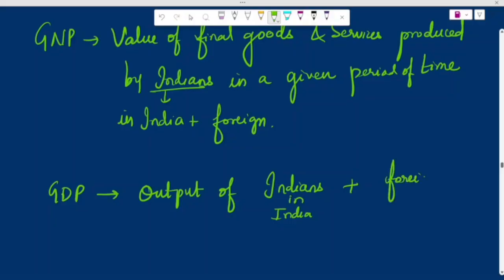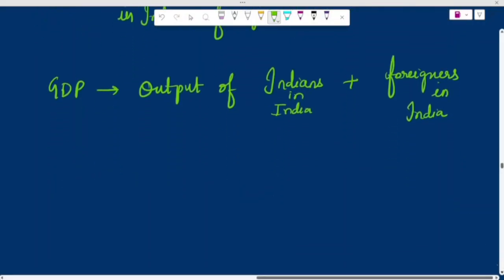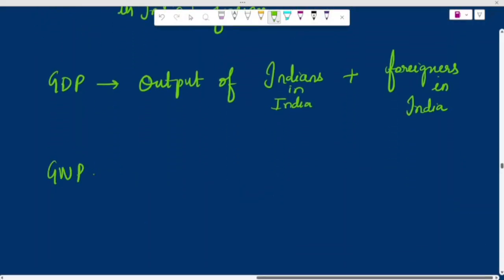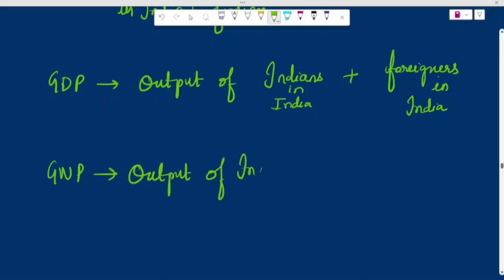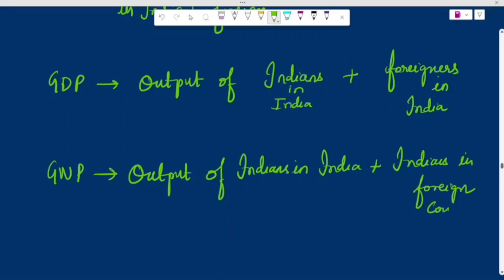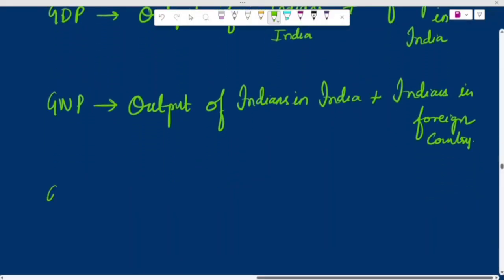Right? We don't say who is producing. We'll see just whether they are producing in India or not. Fine. But GNP is nothing but the output of Indians in India plus Indians in foreign countries. Right. So we can see it like this.